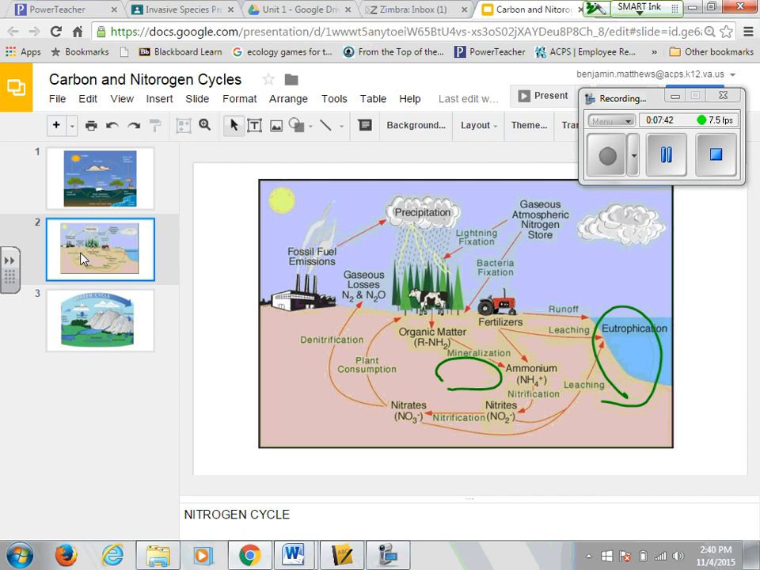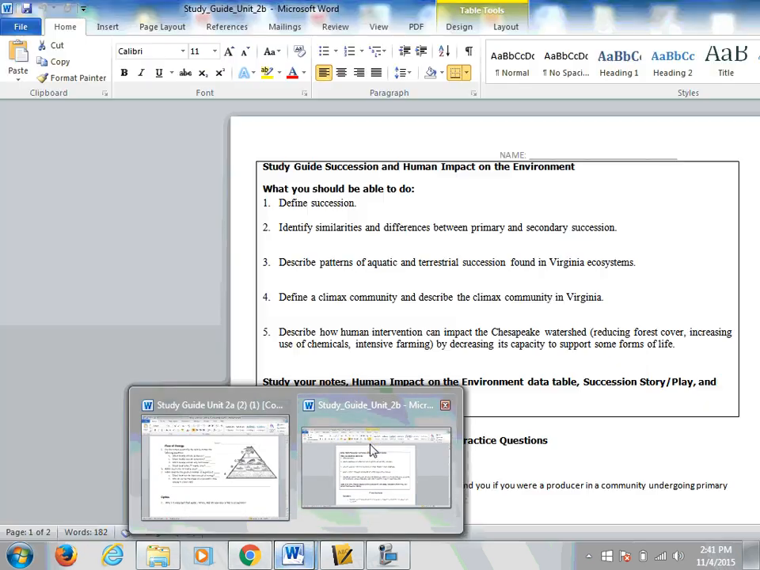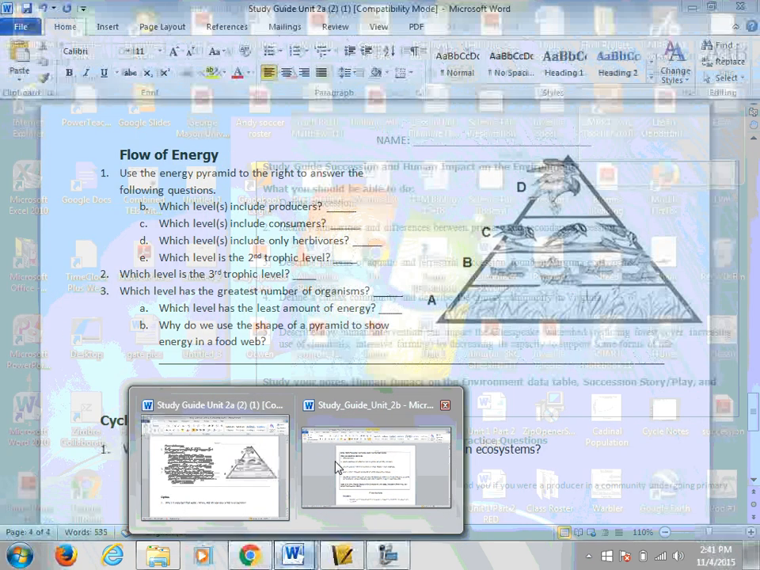Nitrogen cycle, again, we're burning fossil fuels, so we are putting more nitrogen in the atmosphere. That leads to acid rain, not good. Making all these synthetic fertilizers leads to runoff and eutrophication. So humans do have a big impact on these cycles. So you would need to know that as well.